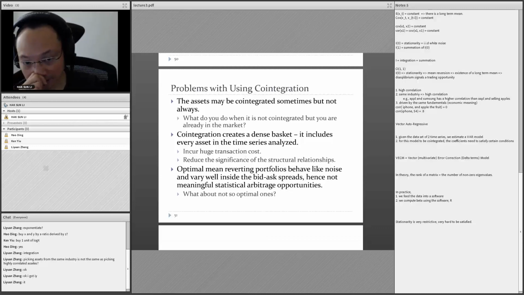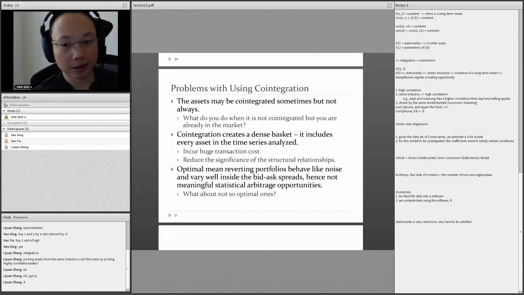Okay. Another problem is that if you have a dense basket, let's say you have a basket of 10 assets, then the structural relationship among them may not be significant enough for you to see. Okay.